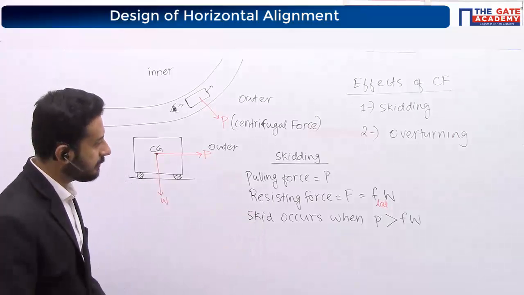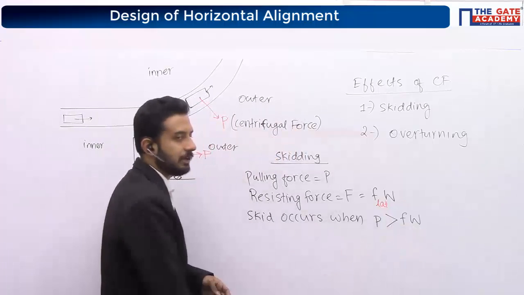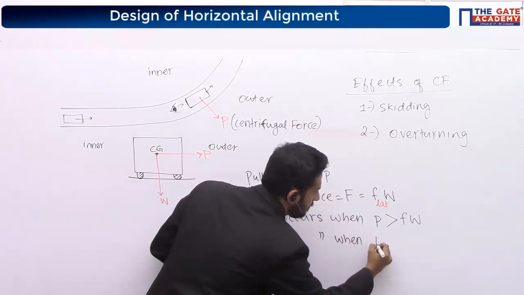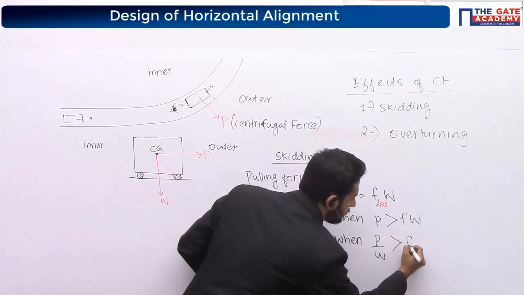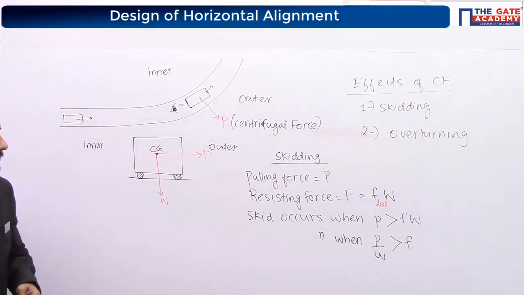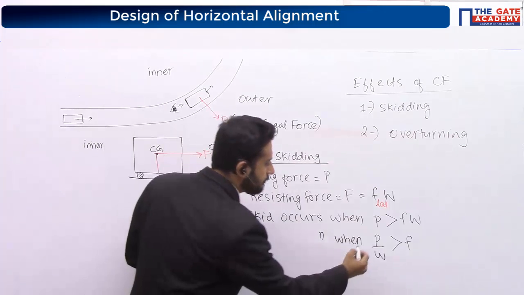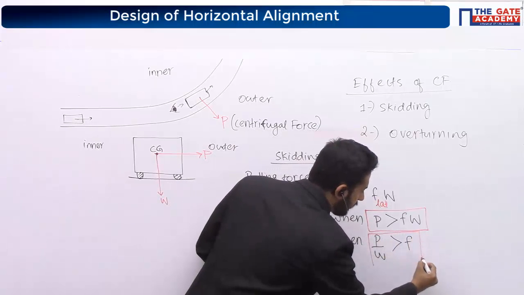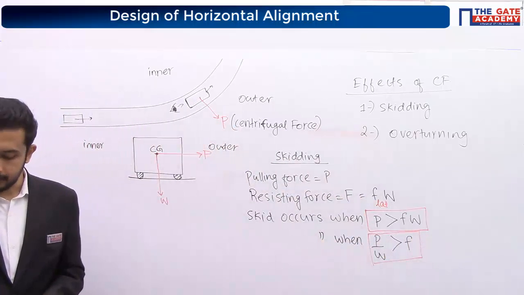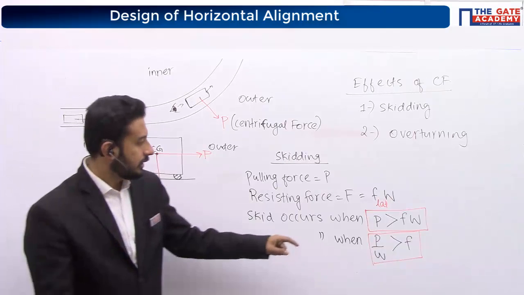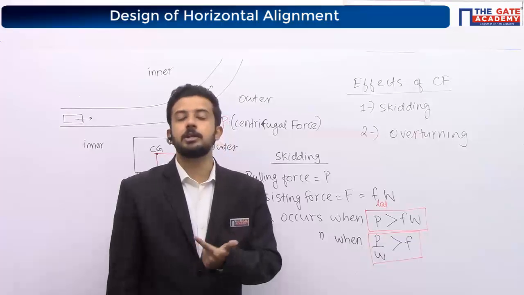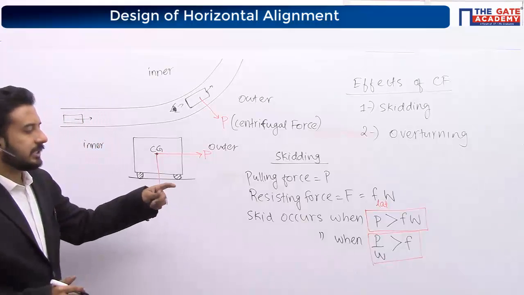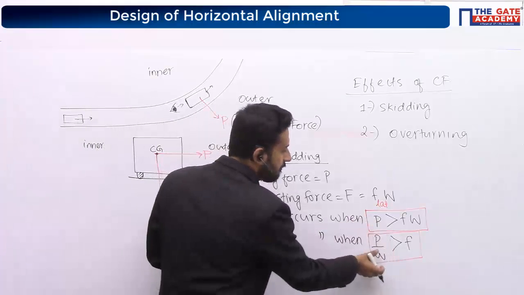I can also tell you one thing. If I take this W to the left hand side, I can write: skid will happen when P by W is more than f. Why am I writing it like that? Because there is a name for this ratio P by W. This is the actual equation, but this ratio P by W is called the centrifugal ratio, the centrifugal force divided by the weight of the vehicle.